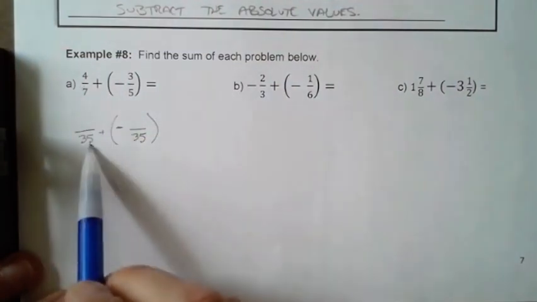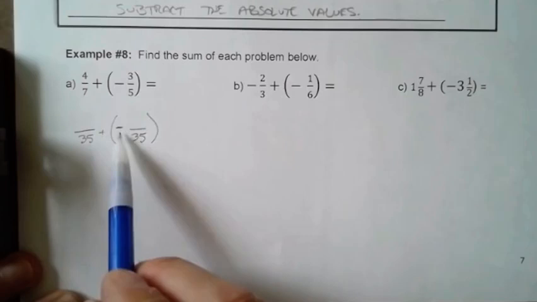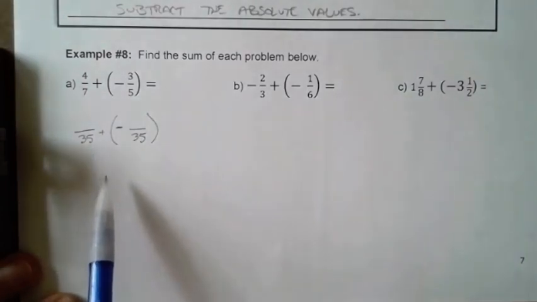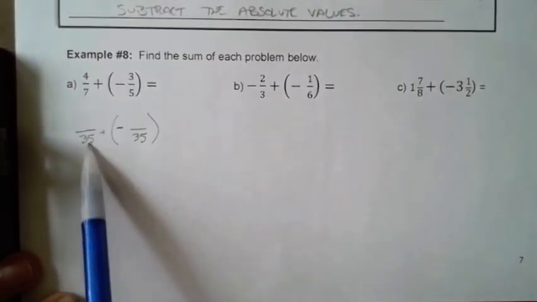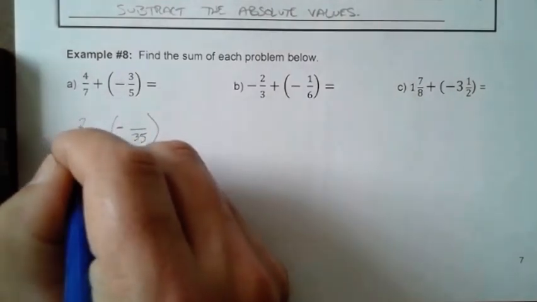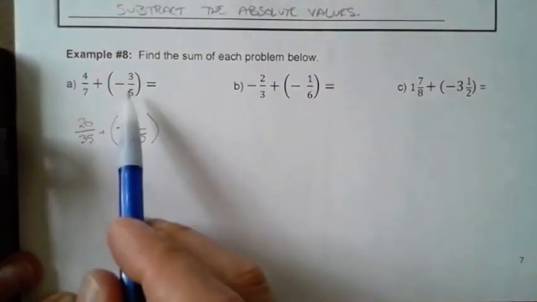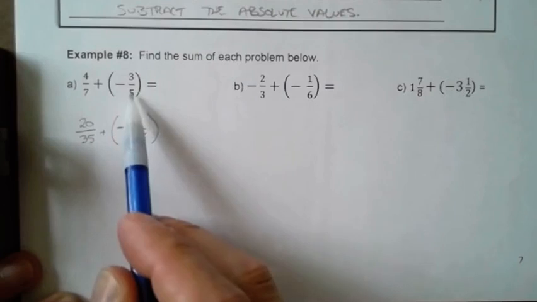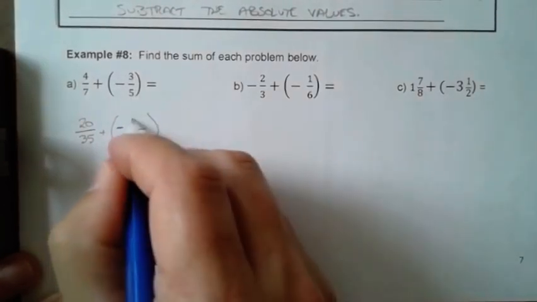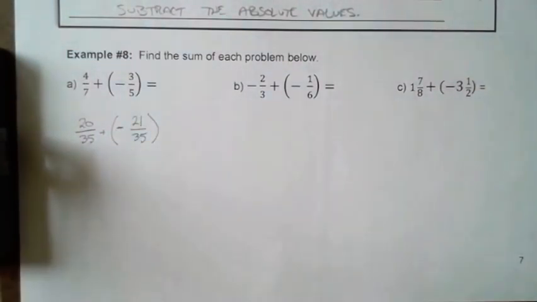So I'm going to rewrite this problem so that it uses a common denominator of 35. My first fraction is going to be positive, plus my second fraction is going to be negative. Let's look at the denominators to see what we did to change them into 35. 7 times 5 is 35, so do the same thing to the numerator: 4 times 5 is 20. With the second fraction, -3/5, 5 times 7 is 35, and 3 times 7 is 21. So the second fraction will become -21/35.